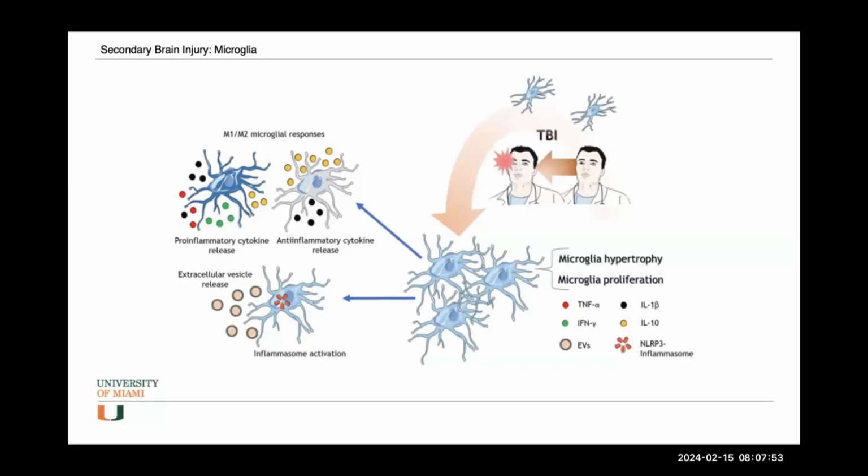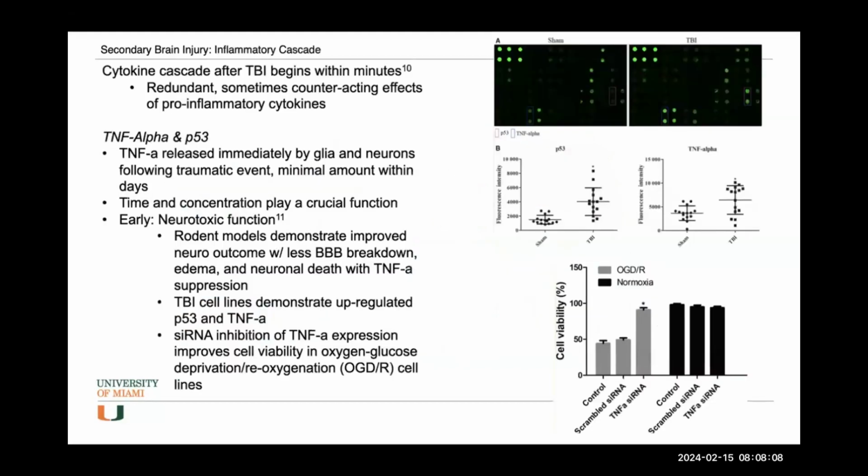And the timing of this response can ultimately impact how much of the inflammasome can be activated, as well as what proportion of inflammatory markers are active within regional brain tissue and result in some of these processes. So the cytokine cascade in the TBI begins within minutes. It's redundant and sometimes has counteracting effects. And one thing I want to focus on is TNF alpha and P53.